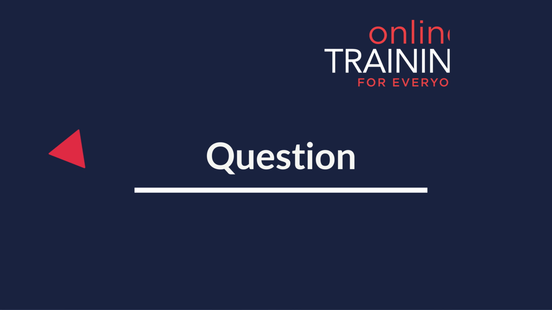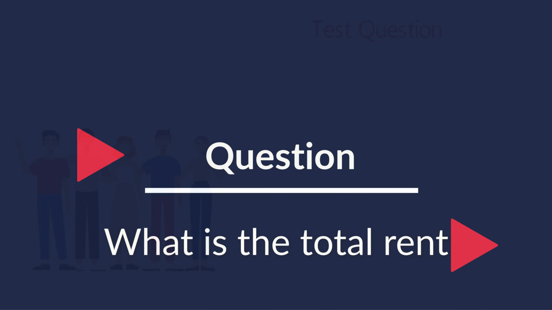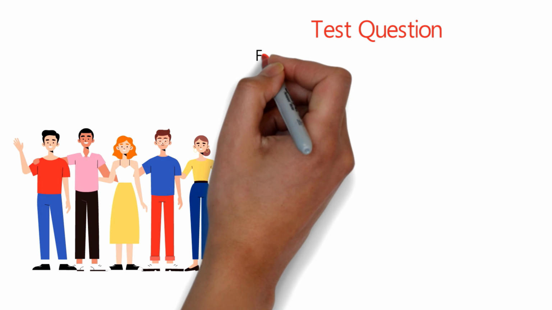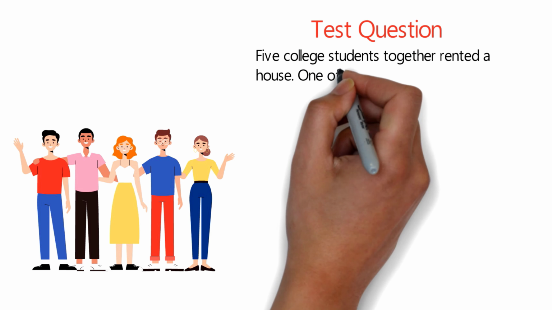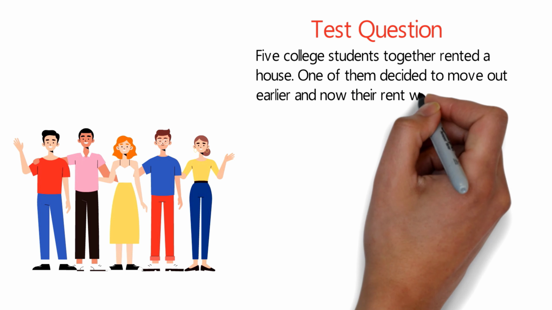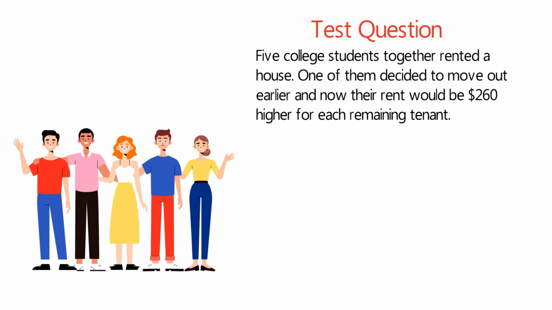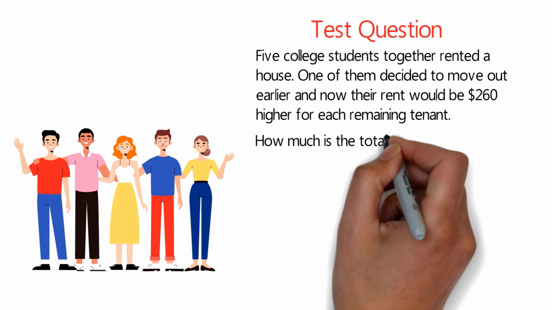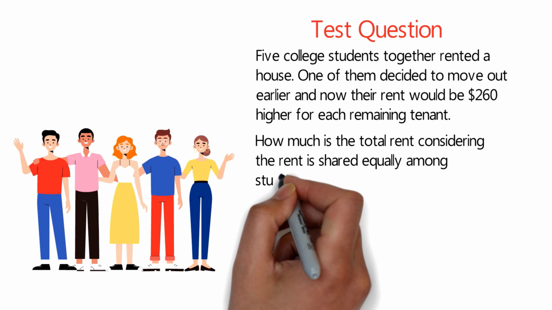Here's an interesting question you may need to know not just for the test, but also if you're trying to rent the house. 5 college students together rented a house. One of them decided to move out earlier, and now their rent would be $260 higher for each remaining tenant. What is the cost of the total rent, considering the rent is shared equally among students?